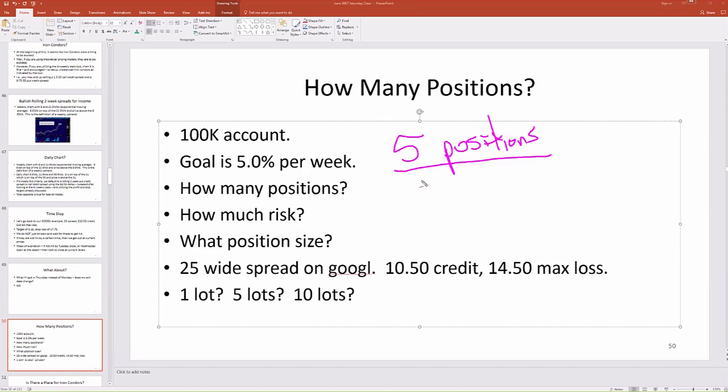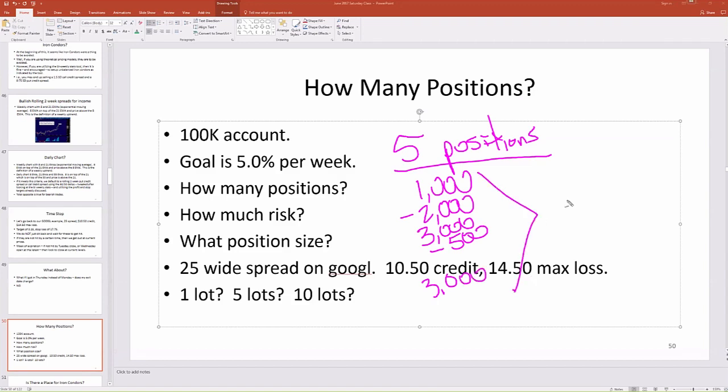5 positions, okay, and let's say one makes $1,000, one loses $2,000, one makes $3,000, and another one loses $500, so 3 and 1 is 4 minus 2 is 2. Another one makes $3,000 or something like that. I mean, essentially, at the end of the day, you're there or you're close, okay?